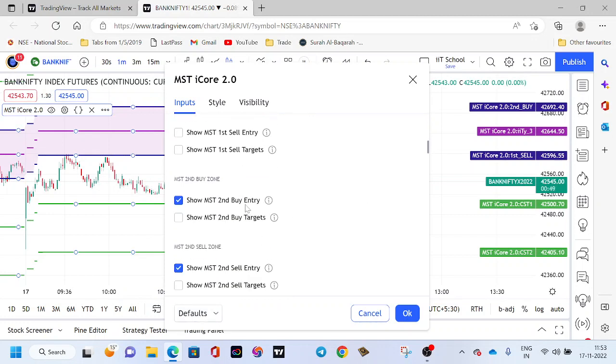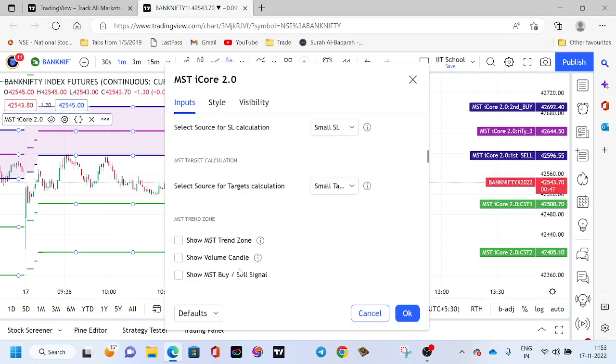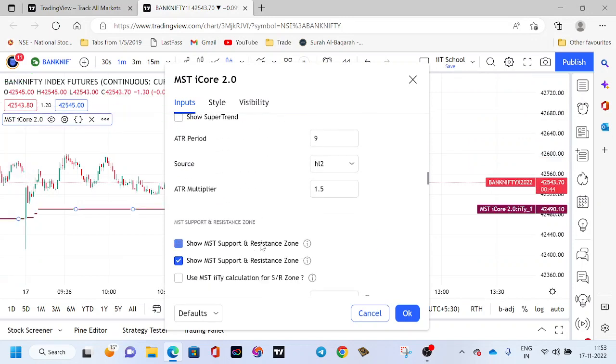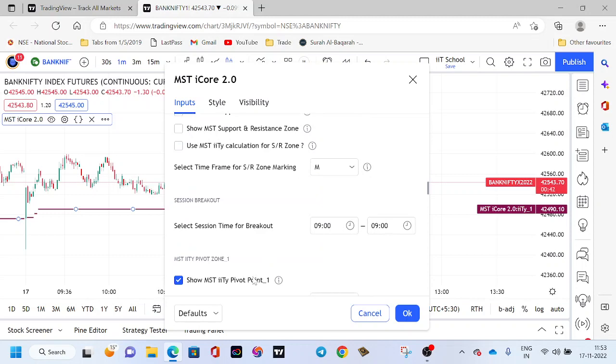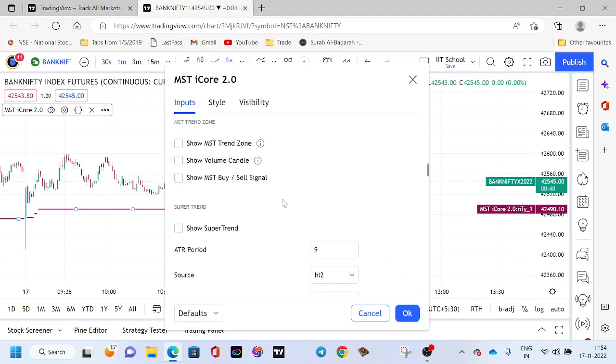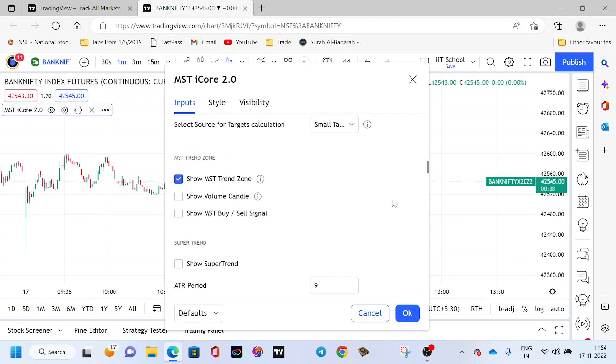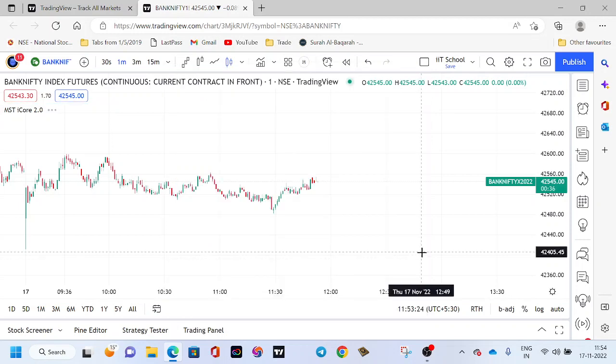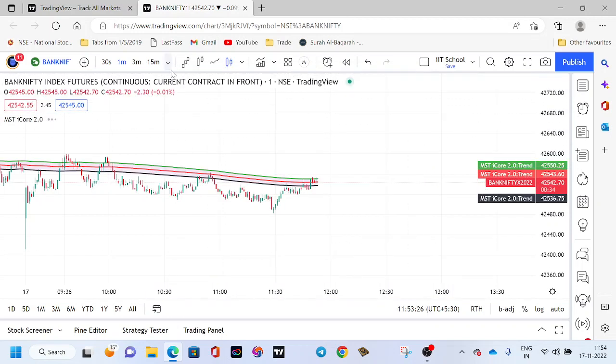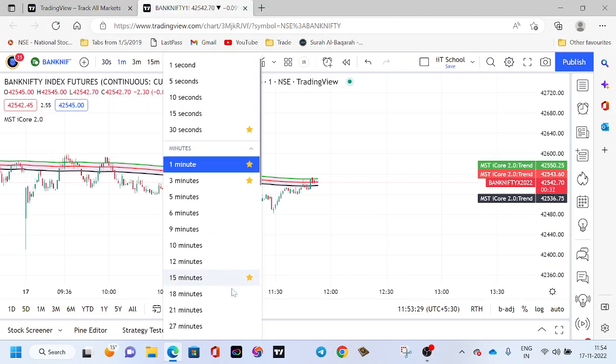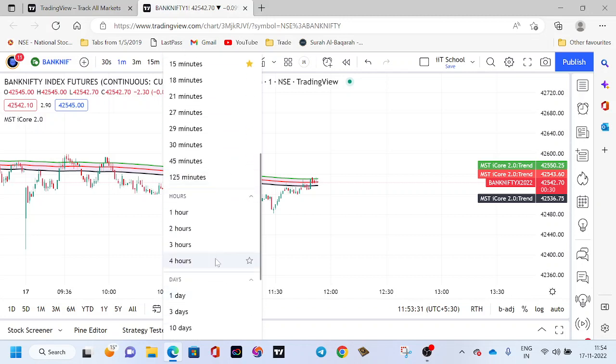I will remove the 4-line strategy. I will remove everything. Nothing I will keep. The only thing I will enable is the MST trend zone. Now I will keep it in a higher time frame, like 4 hours.